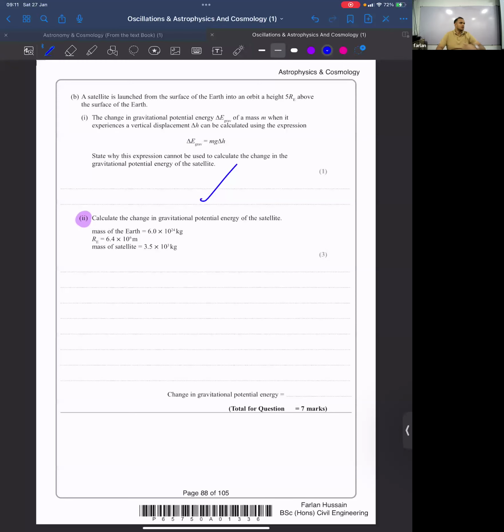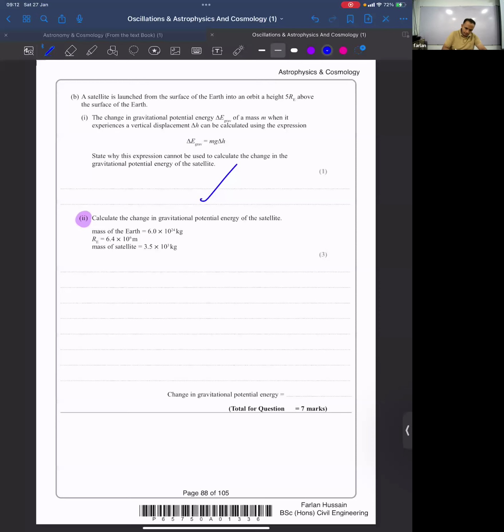So I told you the g doesn't remain the same when you go that high above the surface of the Earth, g doesn't remain the same, so you can't use mg delta h. Okay. Calculate the change in gravitational potential energy of the satellite. Mass of the Earth is given. Mass of the satellite is given. What is meant by RE is given.